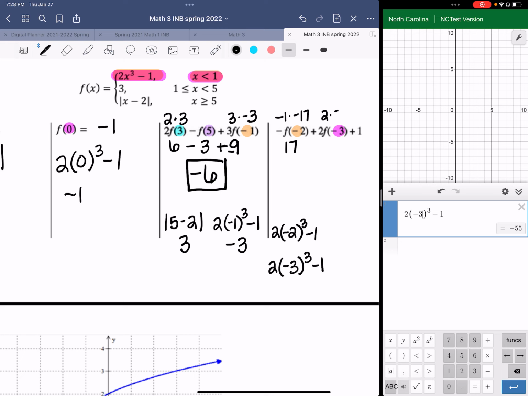But we're doing 2 times negative 55, which is going to be plus negative 110, plus 1. So then, of course, you're going to evaluate all of that together. So that's going to be 17 plus negative 110 plus 1. And my final answer is negative 92.